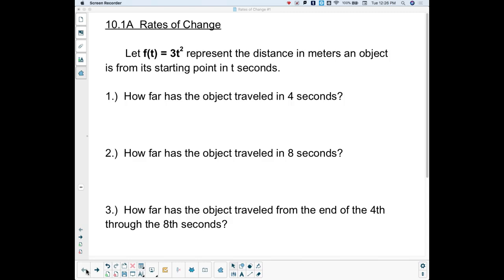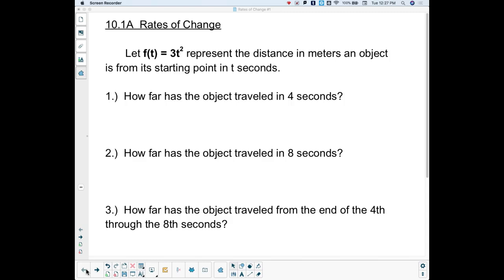Okay? So, let f of t equal 3t squared, and let that represent the distance in meters an object is from its starting point in t seconds. So f of t equals 3t squared. That represents how far away the object is from the starting point after a certain amount of t seconds. Question number 1: how far has the object traveled in 4 seconds?